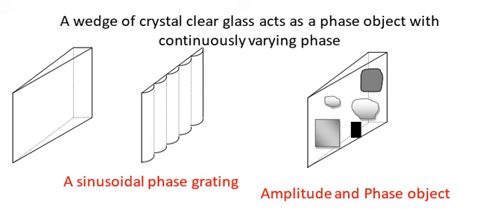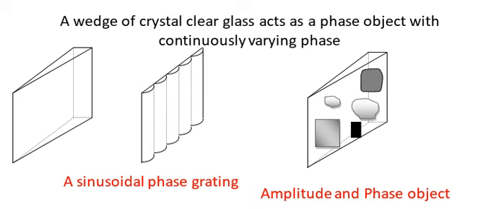And in the middle we have shown a sinusoidal phase grating. You can see that the thickness of this varies as a sinusoidal function. Actually, in principle it is 1 plus a sinusoidal function, because we have not shown the thickness on the negative side. So this is the thickness on the plus side. So this is actually a 1 plus sinusoidal phase grating.